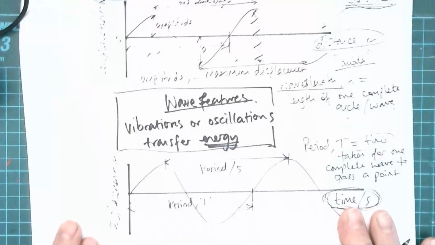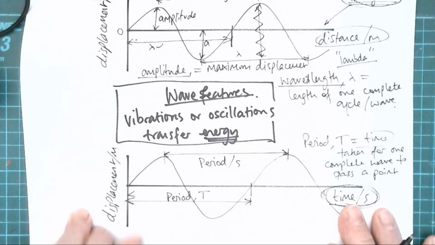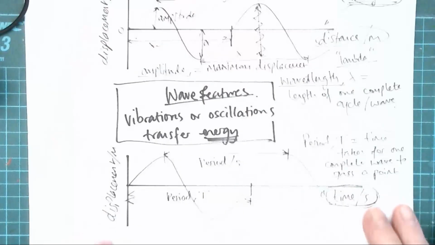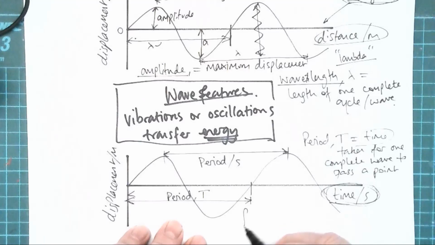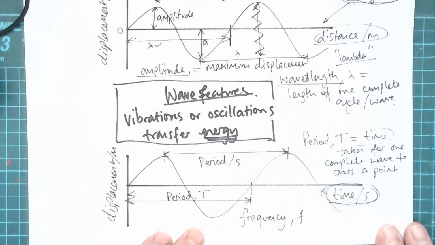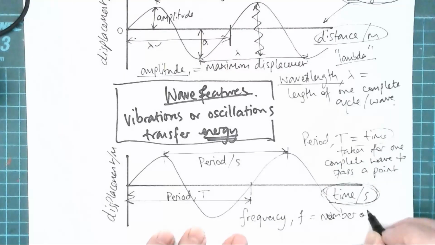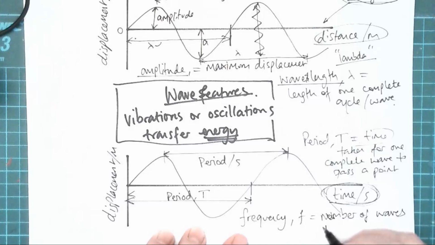I can also think in terms of how many waves will pass a point per second. Okay, and that's called frequency. I can't really label that on the graph, but I can define it here. Frequency. We use a small letter f to represent frequency. It is measured in hertz, okay, and it is the number of waves per second, and it is measured in hertz. Capital H, small z for short.